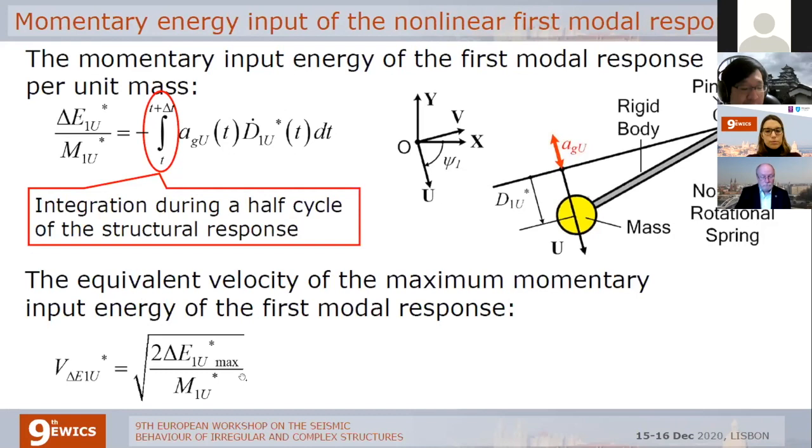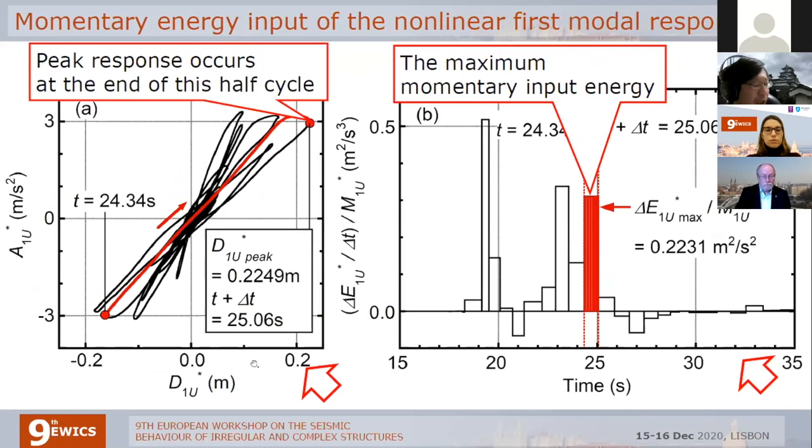So here shows the demonstration of the relation of the momentary input energy and peak displacement. The left figure shows the hysteresis loop of the first mode response. Its peak response occurs at this end of half cycle, shown as red curve. Next, the right figure shows the time history of momentary energy input. During a half cycle, when the peak response occurs, the maximum momentary energy input occurs.